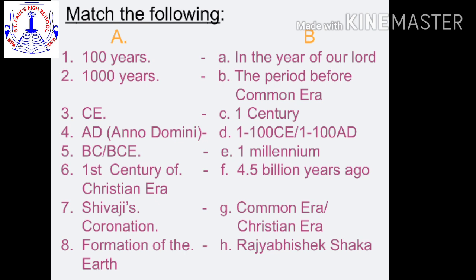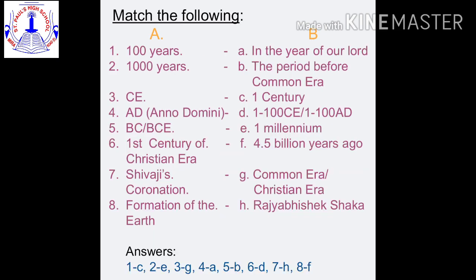Part B, option A, in the year of our Lord. Option B, the period before common era. Option C, first century. Option D, 1 to 100 CE or 1 to 100 AD. Option E, 1 millennium. Option F, 4.5 billion years ago. Option G, common era or Christian era. And option H, Rajyabhishek Shaka. Now let's match the correct answers.